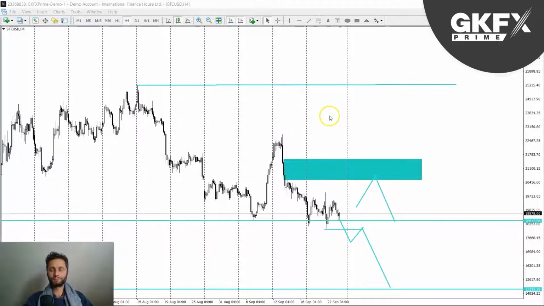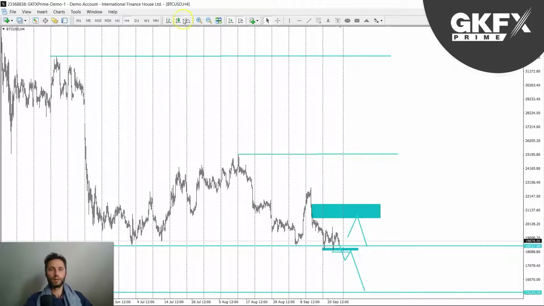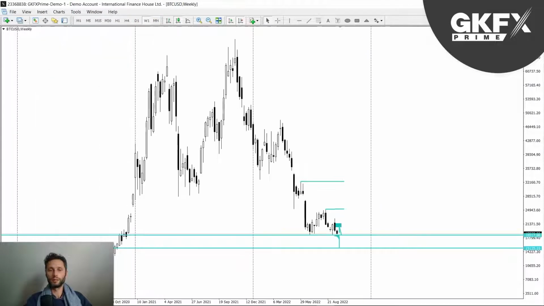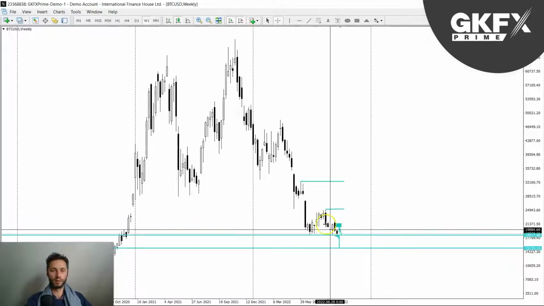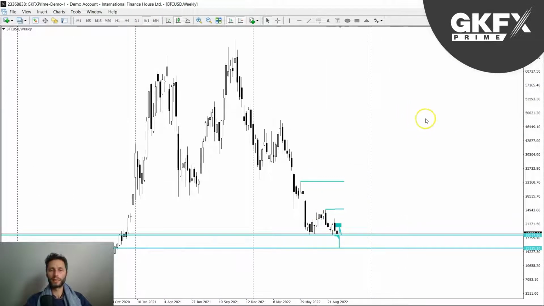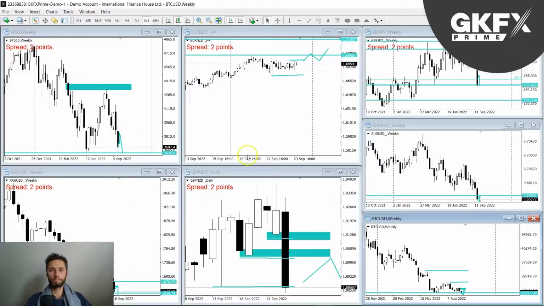Right then, just mark out this level here in case it's of interest later on. So that is the weekly chart on Bitcoin, and you can see the clear weakness in this market. Okay then, so those are the charts for this week. Those are the high probability scenarios. Hope you can make the most of them, and you have another fruitful week of trading.